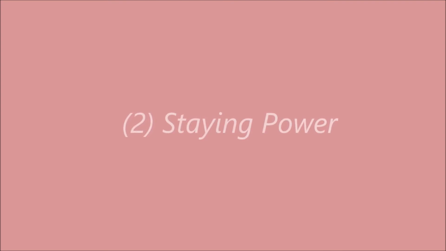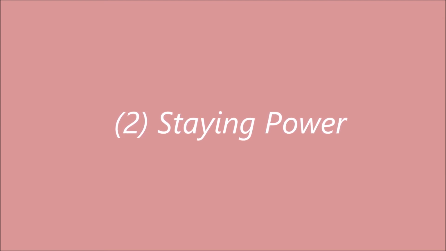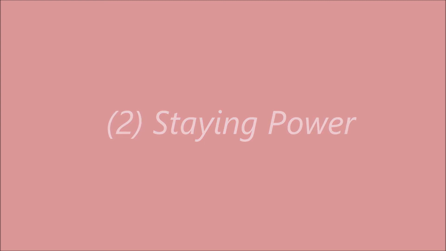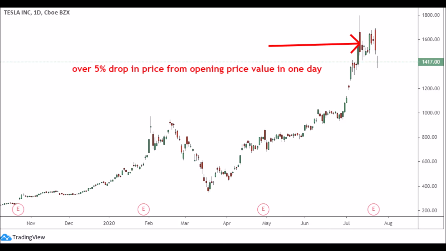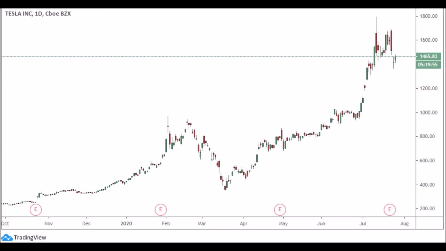So what's staying power? Staying power is the ability to remain in an investment despite minor bumps that come along the way. The truth is that the stock market never truly goes up in one straight shot. It retraces from time to time. It goes up, reduces a little bit, goes up, reduces a little bit. When it's in an uptrend, it will never go up straight at once. It very rarely happens. Look at Tesla stock, for example. Look at how many times it's dropped by 5% of its opening price. Earlier this year as well, the stock fell from over $900 per share to under $400 per share. Now it's back to over $1,300 per share.